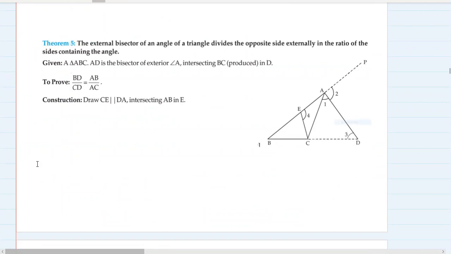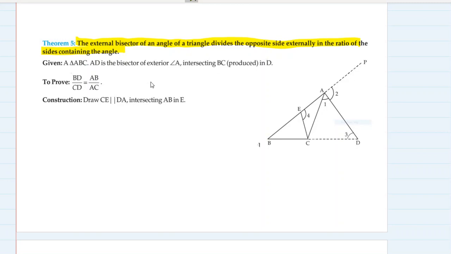Okay, this next theorem is the external angle bisector theorem. It says that the external bisector of an angle of a triangle divides the opposite side externally in the ratio of the sides containing the angle.